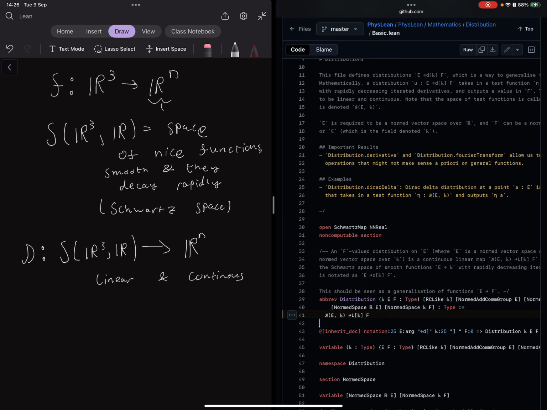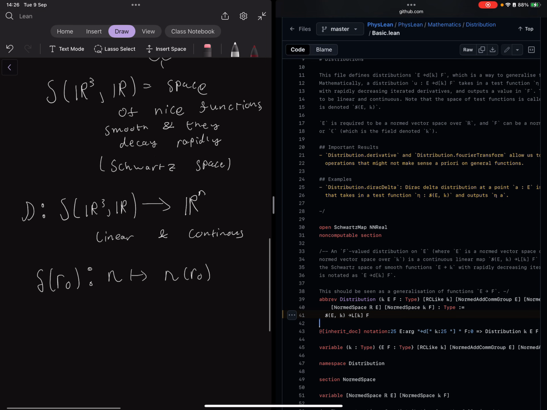So let me give you some examples of distributions. This distribution delta R0 takes in a Schwartz map, and that's just basically a function that's particularly nice. We usually call it eta, and it outputs eta evaluated at R0. Now what a physicist would write is the following for this exact same thing.